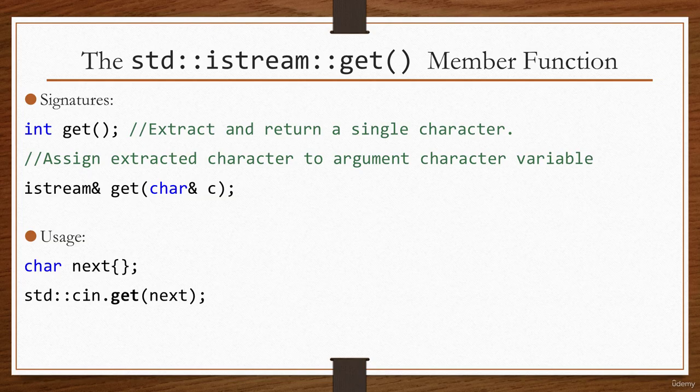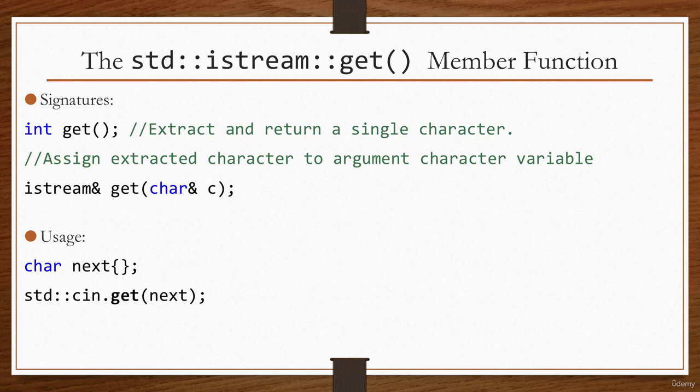A quick recap on the get member function. ifstream inherits get from istream. So basically, the input file stream class inherits get from the input stream class. We have two signatures that we are concerned with for right now. If we use the first version, that is going to extract and return a single character. We have seen some demonstrations on that before. We are mainly concerned with the second version here, which is going to assign the extracted character to the argument character variable.